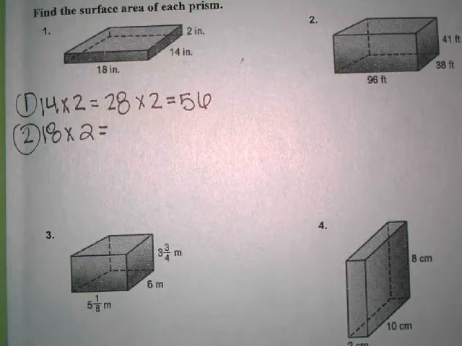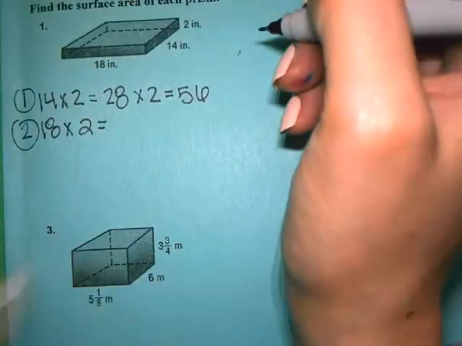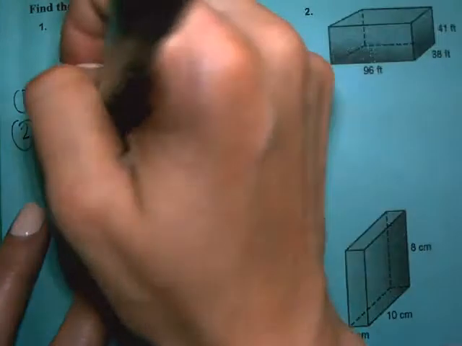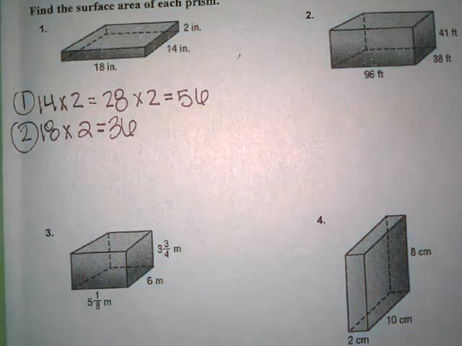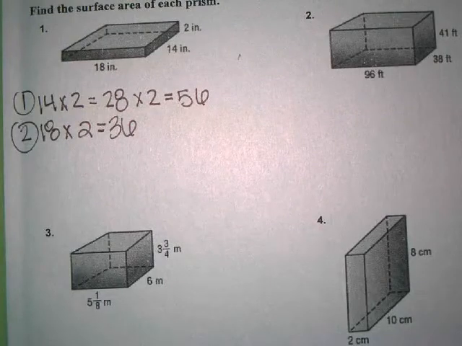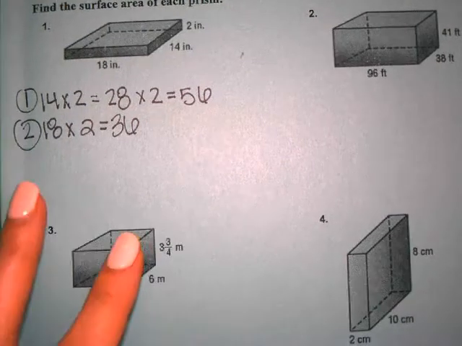What's 18 times 2, everyone? 36. What? 36. Everyone should be able to answer me. If you're not answering me, it tells me that you're doing work without listening. Now what do I do?